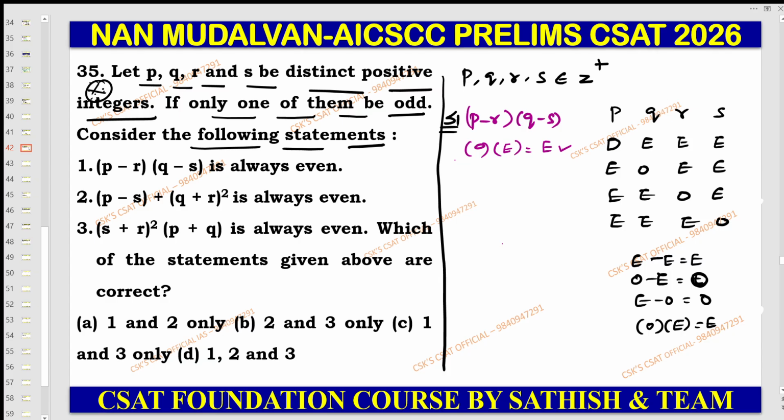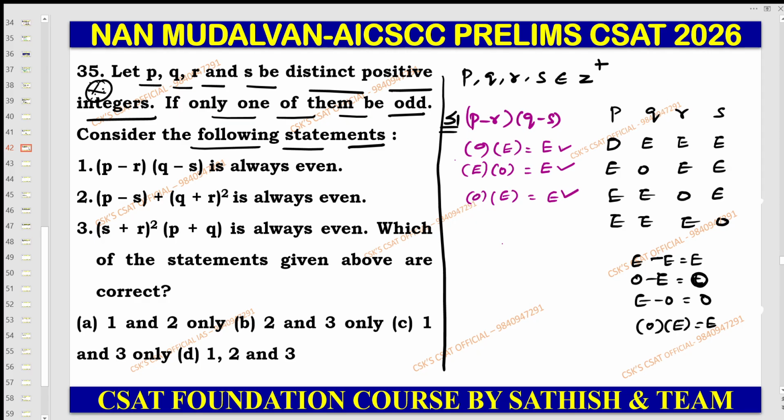What is the second case? P minus R, even minus even, even. Next, Q minus S, odd. So therefore you will be getting even. Getting the logic here, how to do it. Next, P minus R, even minus odd, odd. Next, even, even. So even minus even, even. Therefore even. Understood?